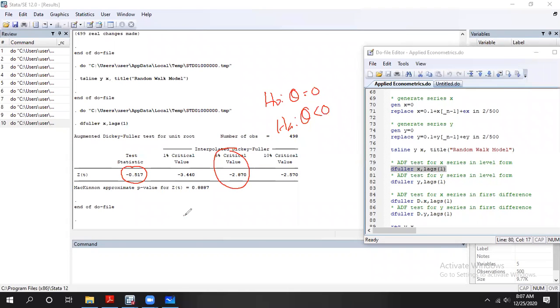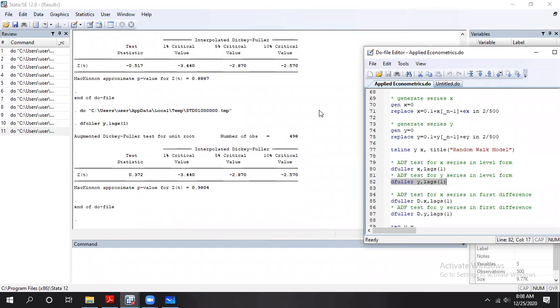So in this case, it is very clear that the value of negative 0.57 belongs to the H0 region. Belonging to the H0 region means that we fail to reject H0, so the data of the X is non-stationary. This is the data in level form for the X. How about the Y? Now we do the unit root test for the Y, and the result is also the same as the X.